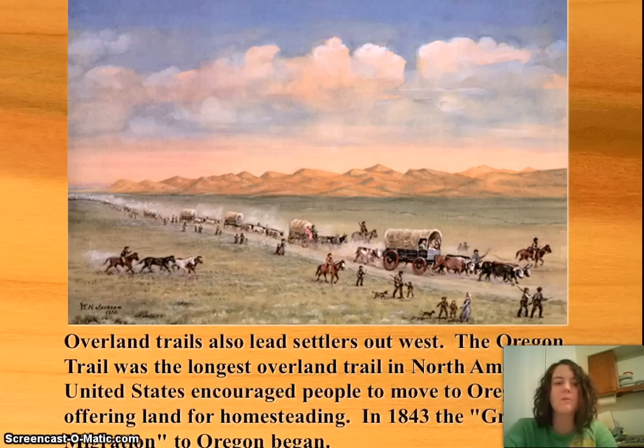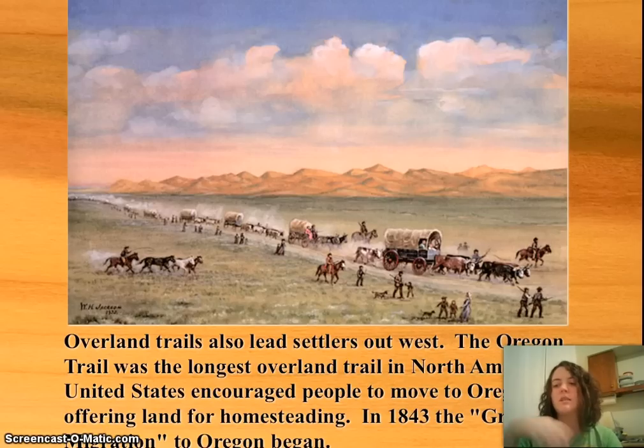So the most common way that people moved westward was going to be by covered wagon. They were able to pack all their stuff in these covered wagons and go overland to the west. Now, there were two major trails. The first one is the Oregon Trail that we're going to talk about. It started in Independence, Missouri, and ended up in Oregon City, Oregon. And this was the longest trail. And it took 6 months to travel by covered wagon from Independence, Missouri to Oregon City.